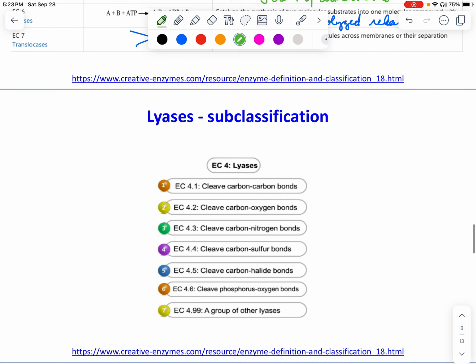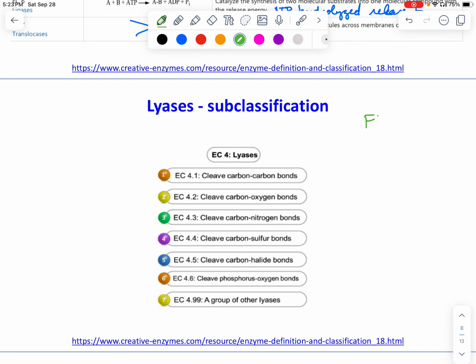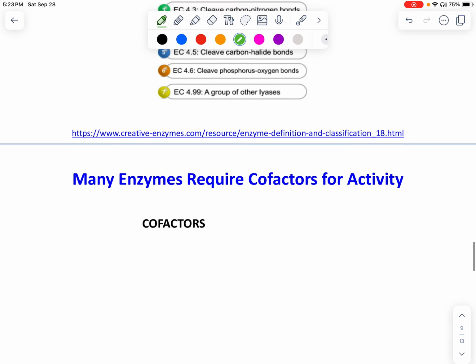Now this next one, you don't need to know these. This is just FYI. This is the type of thing we're talking about with that second number. If we had a lyase and the second number was a 1, we'd be like, oh, that's breaking a carbon-carbon bond. If the second number was a 2, we'd know we were talking about a carbon-oxygen bond, and so on and so forth. Again, you don't need to know those, just as an example.